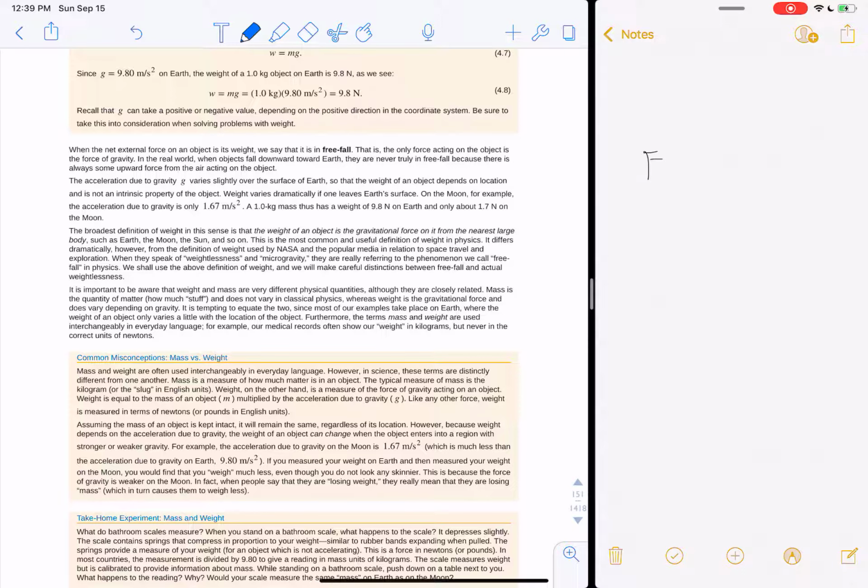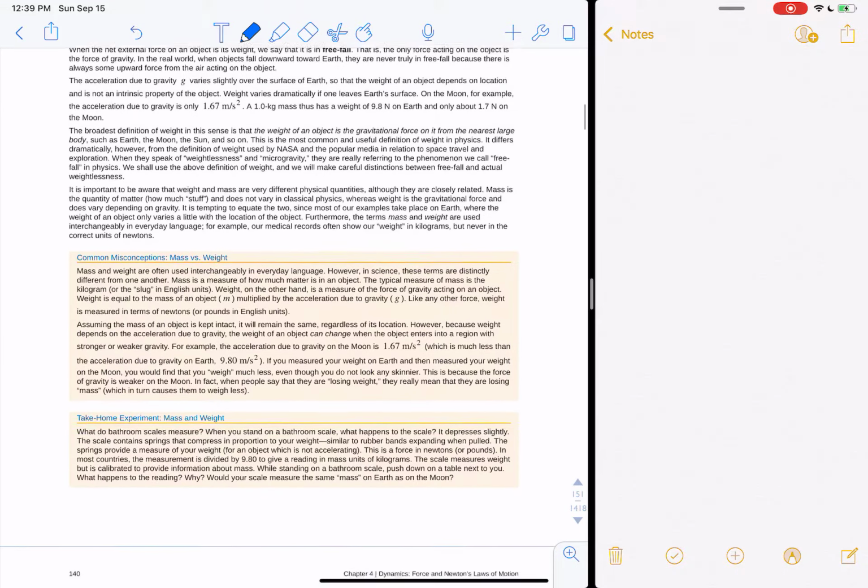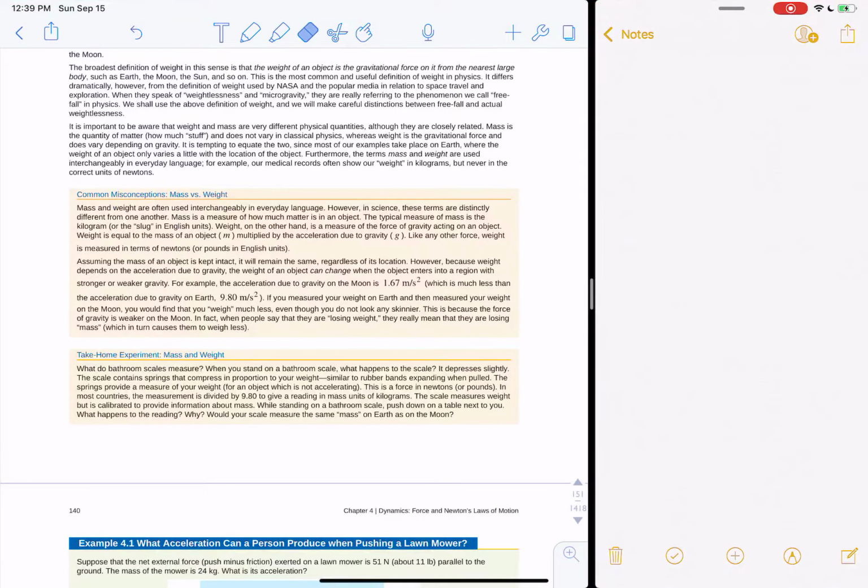Whenever you have F equals mg, you have a bigger force for a bigger mass, and they're in proportion to each other by this gravity thing. So the more mass you have, the bigger your force is, and the proportionality constant is g, 9.8 meters per second squared. Okay, mass versus weight. This is an important thing.